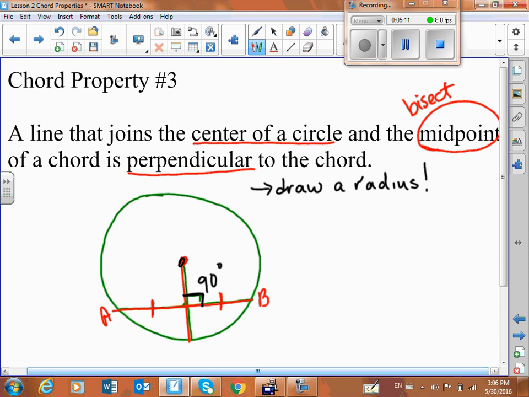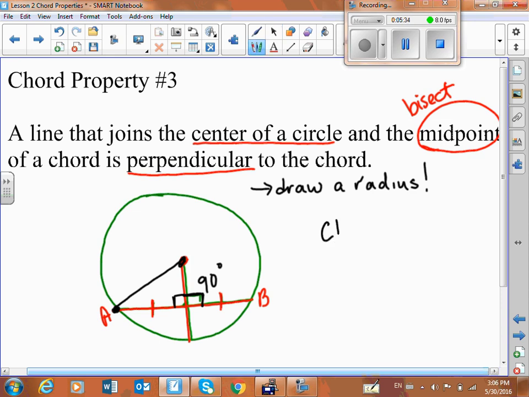So from the center of the circle to one of your endpoints, if you draw a radius, you then have drawn a 90-degree triangle. And that's my tip for all of these word problems. Create the right angle triangle. Okay? All right, before we go on to the problems, I want to just summarize it.